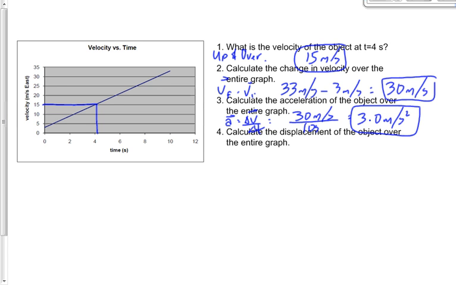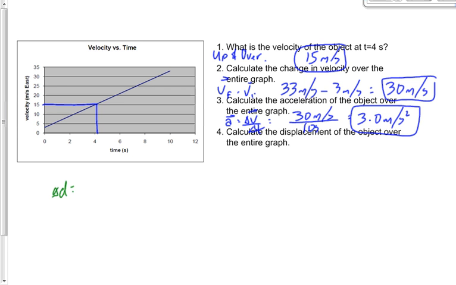Now, here's the tough one. Calculate the displacement of the object over the entire graph on a V versus T graph. Oh, okay. Interesting. Okay, let's try that. That'll work, by the way. But let's try that. That's not what I was going to show you. Okay, but we're going to go with that for now, okay?